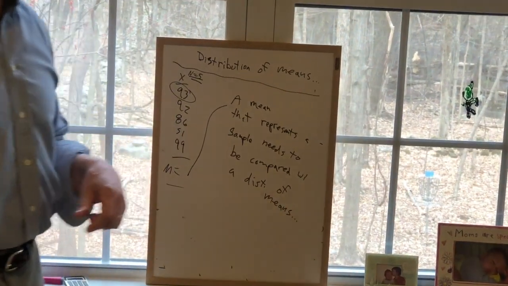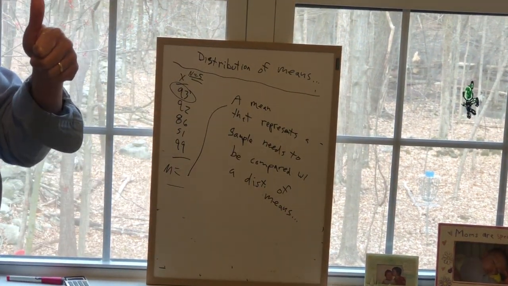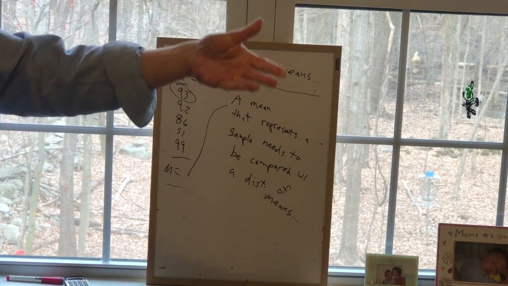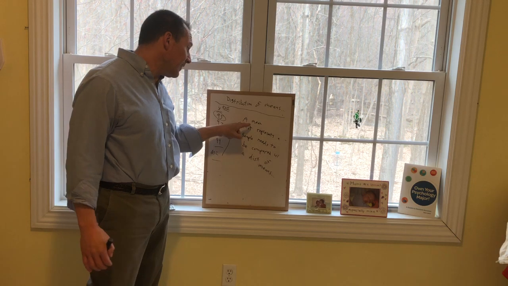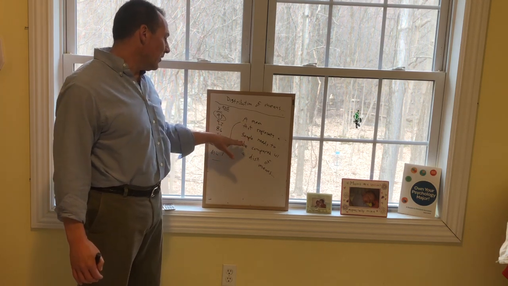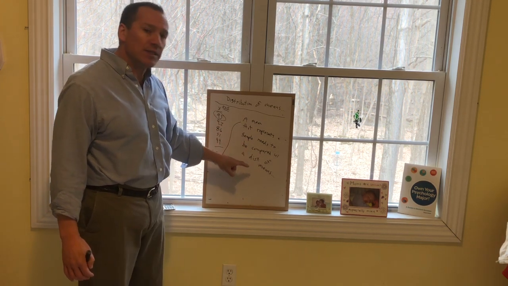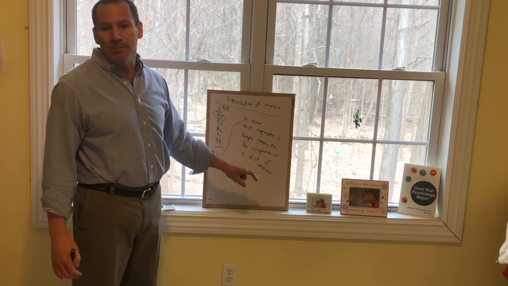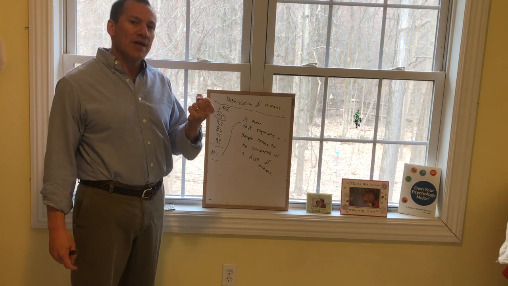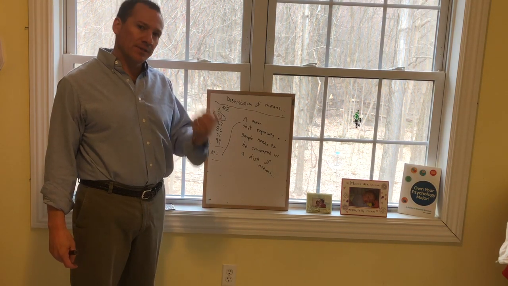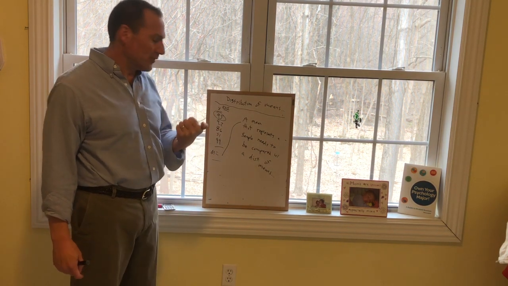So it's a pretty simple idea. An individual score needs to be compared with a distribution of individual scores. A mean that represents a sample needs to be compared with a distribution of means. This is the core mathematical difference between Chapter 7 and Chapter 8.